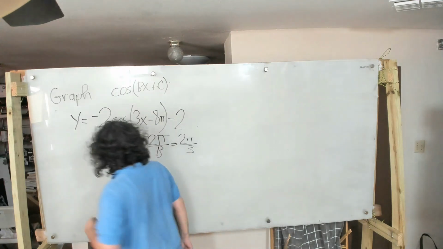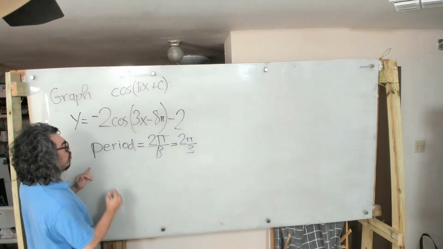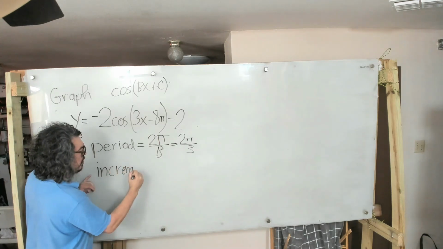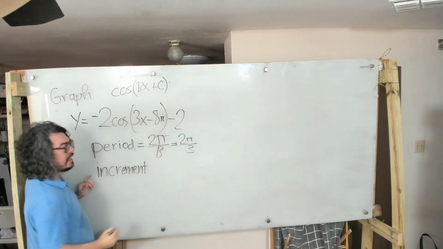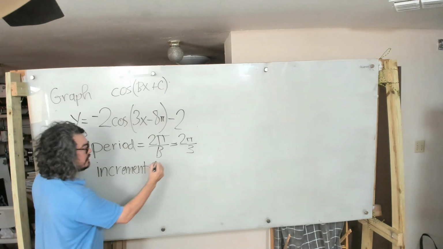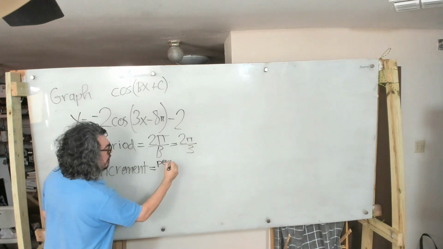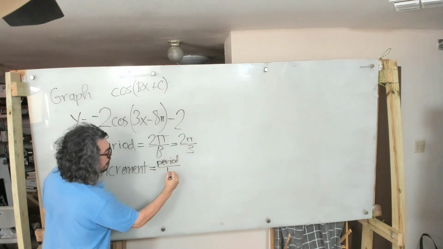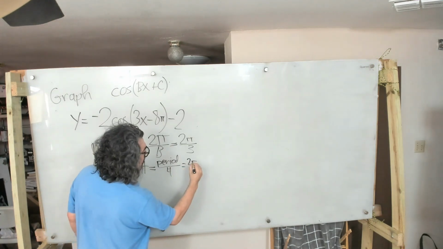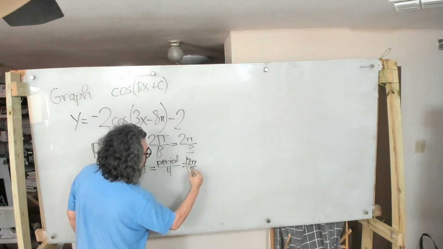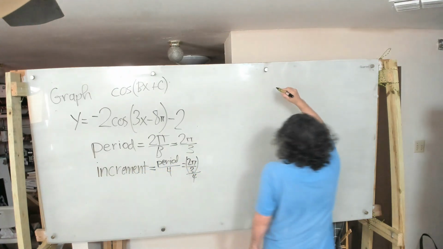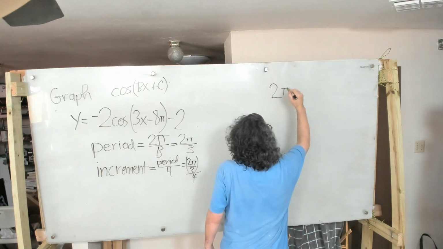We're then going to have the increment. The increment is the spacing between the landmarks of the curve. And for us, it'll be period divided by 4, which in this case will be 2 pi over 3 divided by 4. Let's figure out what that is.